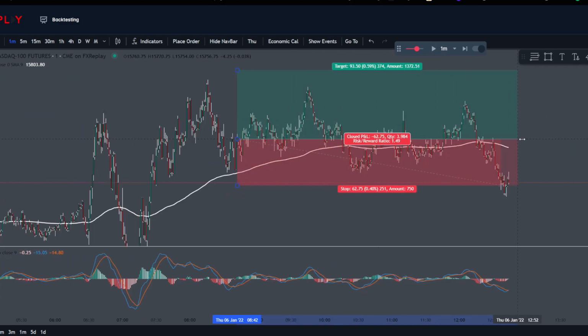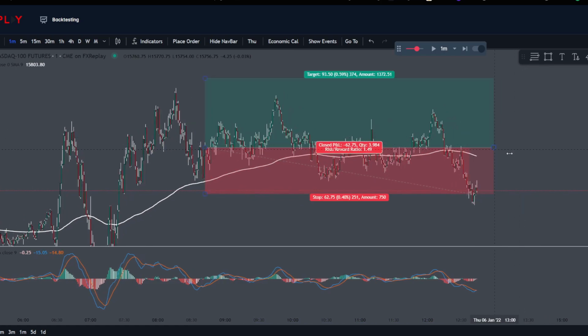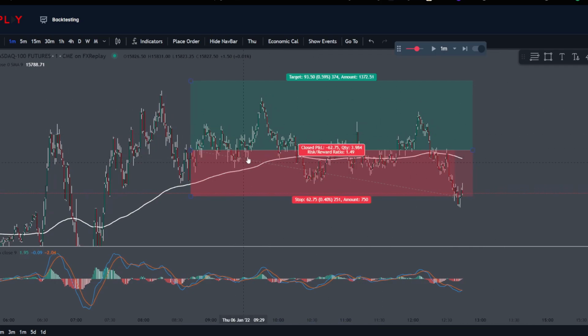Okay, so out of 3 trades, we have 2 wins, 1 loss. That's how the strategy goes. This one actually got really close to hitting TP, but that's the business of trading. So I'm going to fast forward to the rest and then we'll see how it goes. But thus far, it's looking pretty good.